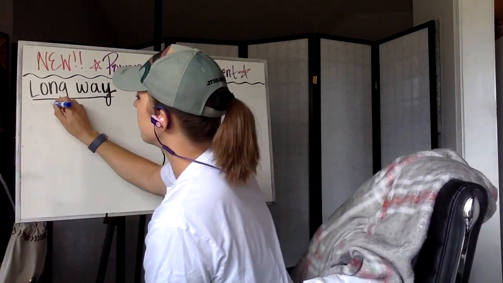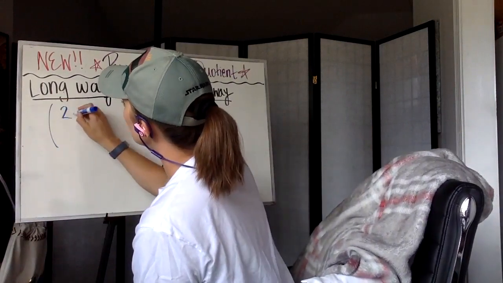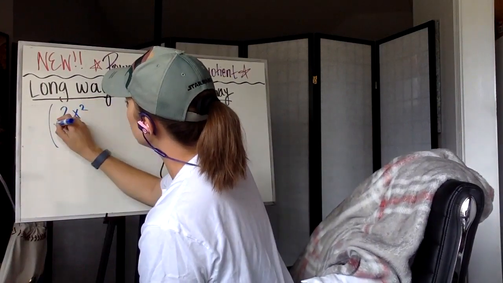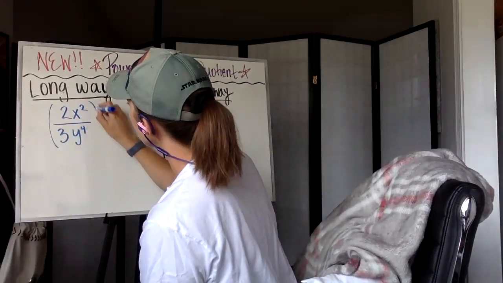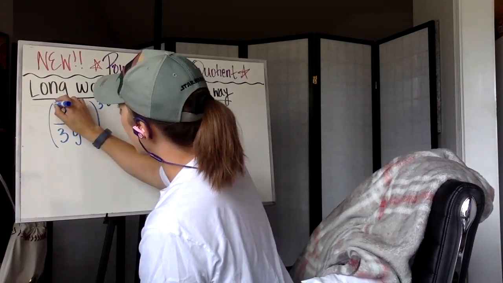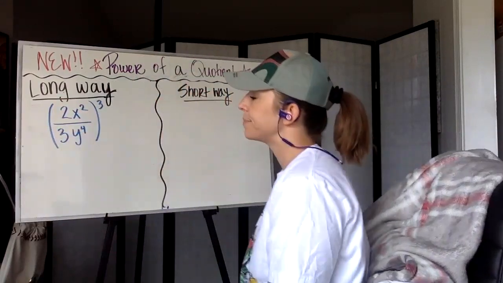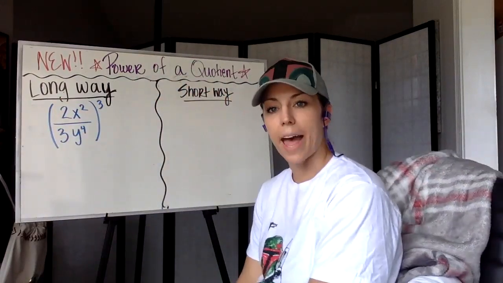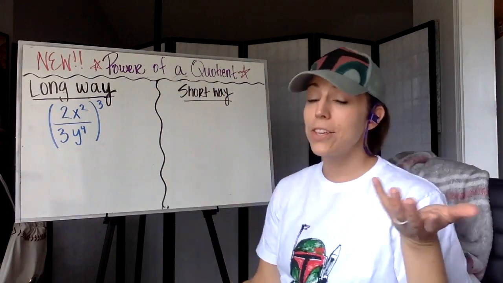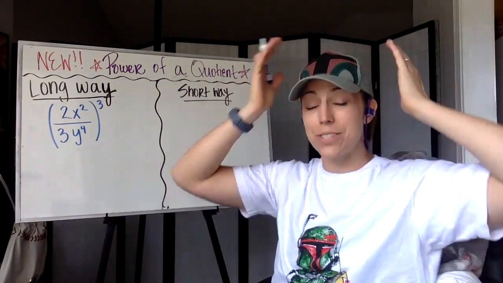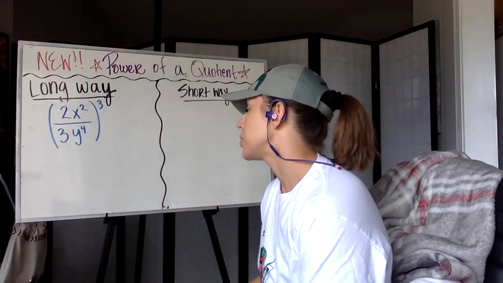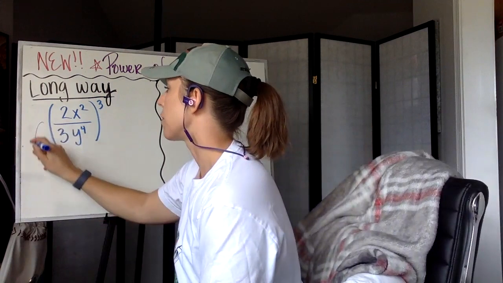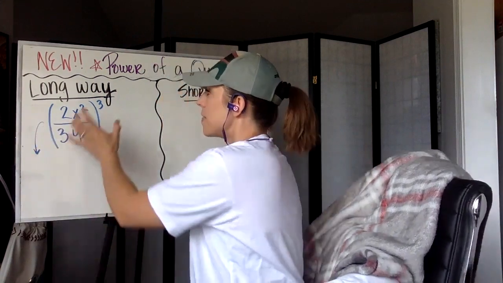Let's say I have something like 2x squared divided by 3y to the 4th, all raised to the power of 3. Yeah, I like that. Okay, the long way, you know by now, the long way means you're going to have to expand it. You're going to have to write it all out, which means I'm probably going to run out of room, but we'll do it anyways.